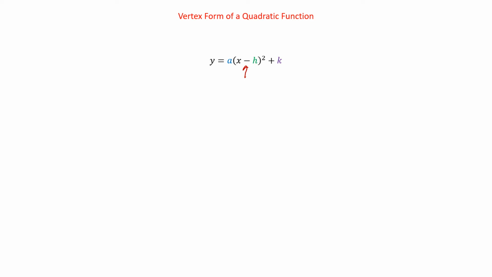So if we had x plus 2 squared, that could be rewritten as x minus negative 2 squared. So h would be negative 2. So it's just backwards of what we think it is. If it was x minus 1, h is just 1.